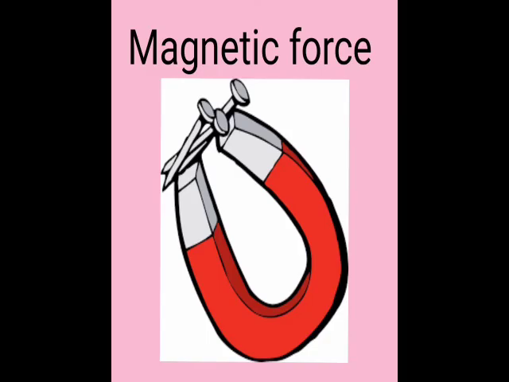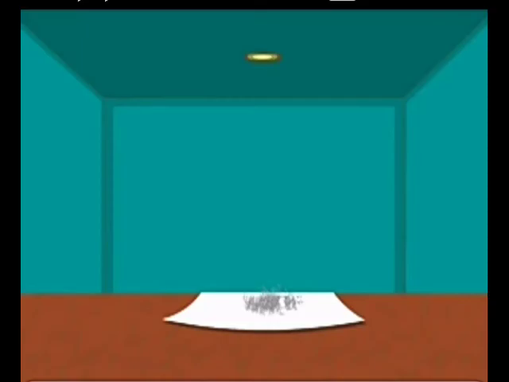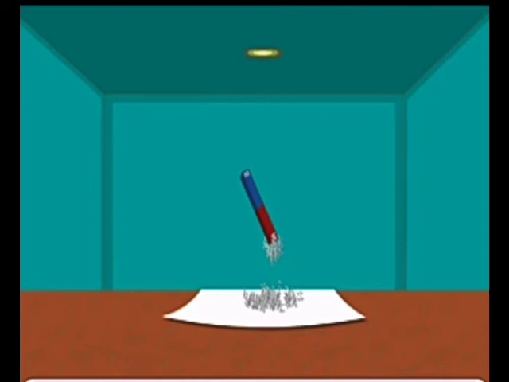Next one is magnetic force. Take a few pins and keep them on a piece of paper. Bring a magnet near them. What do you observe? The pins move towards the magnet and get stuck to it. A magnet is a material that attracts things made of iron. The force that attracts things is called magnetic force.